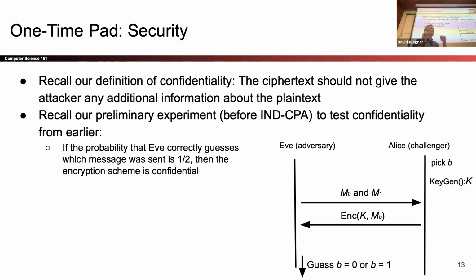Okay, let's check what you think. Who do you think wins this game? Do you think Eve can win this game and predict which message was encrypted with better than 50% chance? Or do you think Alice wins this game, and Eve can't do any better than just random guessing about which message was encrypted? What do you think?